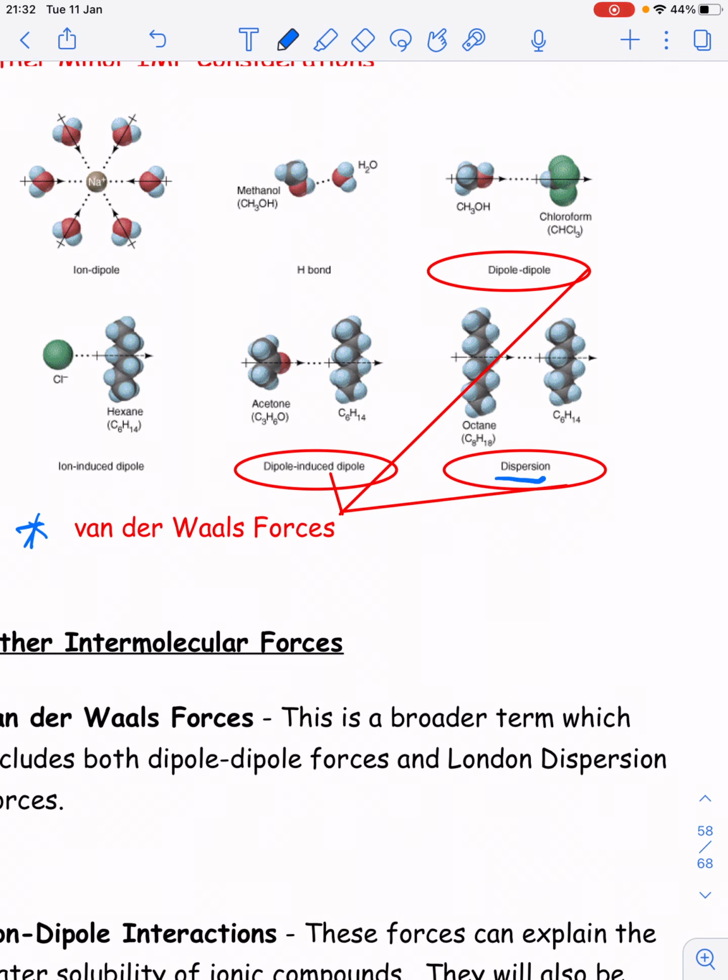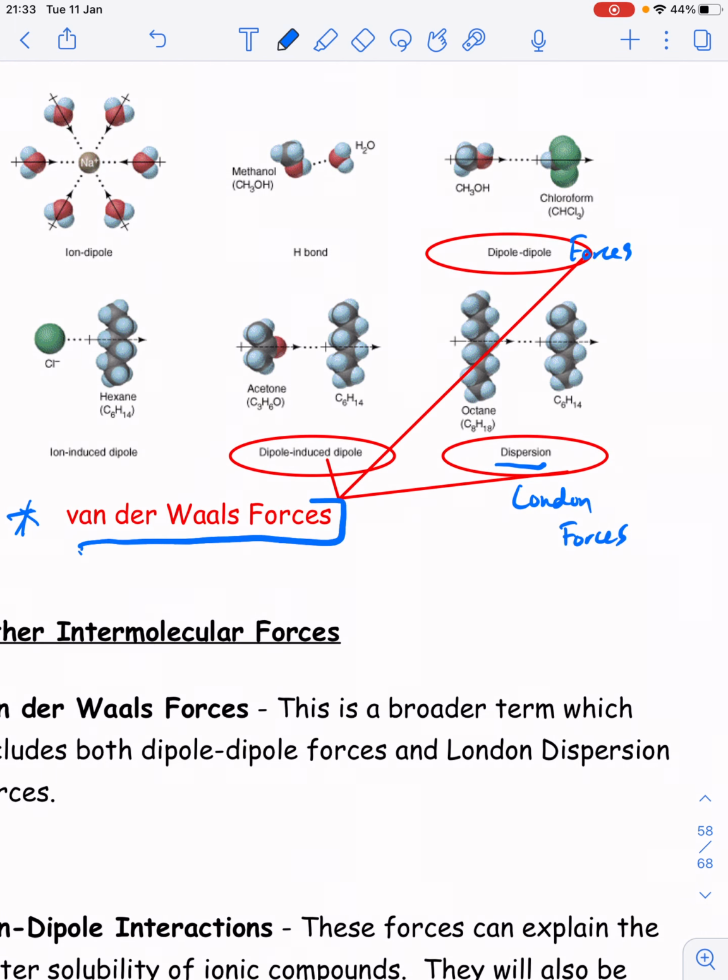Now, this diagram just says dispersion, but that's what we've been calling London forces or London dispersion forces, and then dipole-dipole forces. It also technically covers something called a dipole-induced dipole force, where a polar molecule can induce a dipole in a nonpolar molecule. It's not really an important force for the IB. So for you, you just need to remember van der Waals forces.